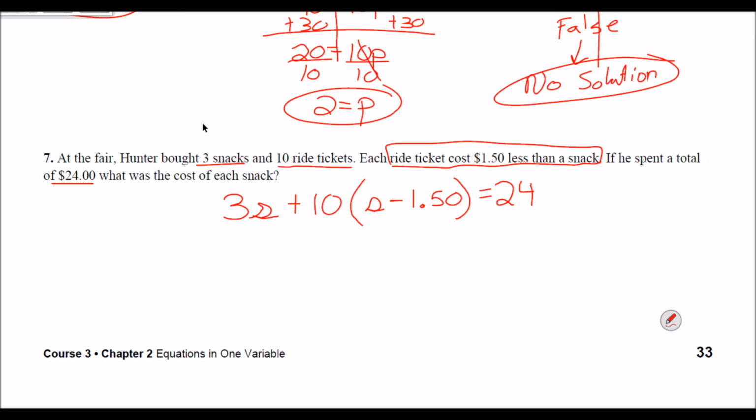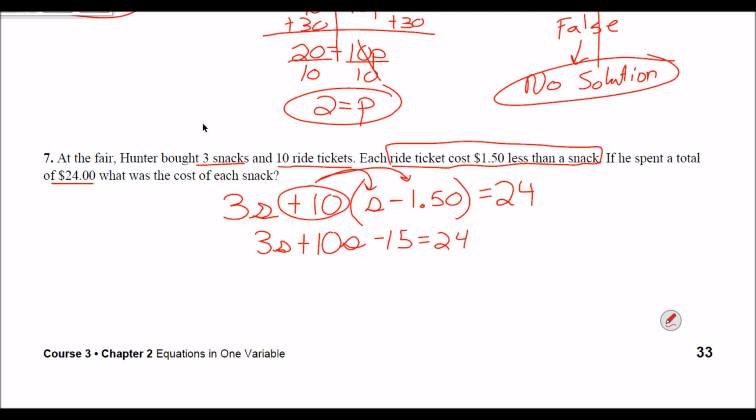We need to get rid of the parentheses first. So the 3s just drops down. Over here, I'm going to take this positive 10 and multiply each of these terms. So positive 10 times s is plus 10s. Positive 10 times negative 1.50 is negative 15.